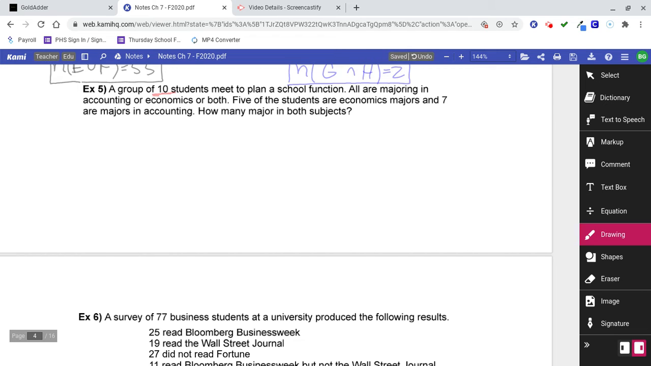But 5 of the students are econ majors. Right? So I'm going to say NE equals 5. There are 5 econ majors. So if I continue reading, 7 major in accounting, I'm going to say N of A for accounting equals 7. And then if I keep reading, it says how many major in both subjects. Well, that's the intersection. That's and. A and E equals question mark. That's what they're asking me. They want to know the intersection. How many do both? How many do accounting and econ?